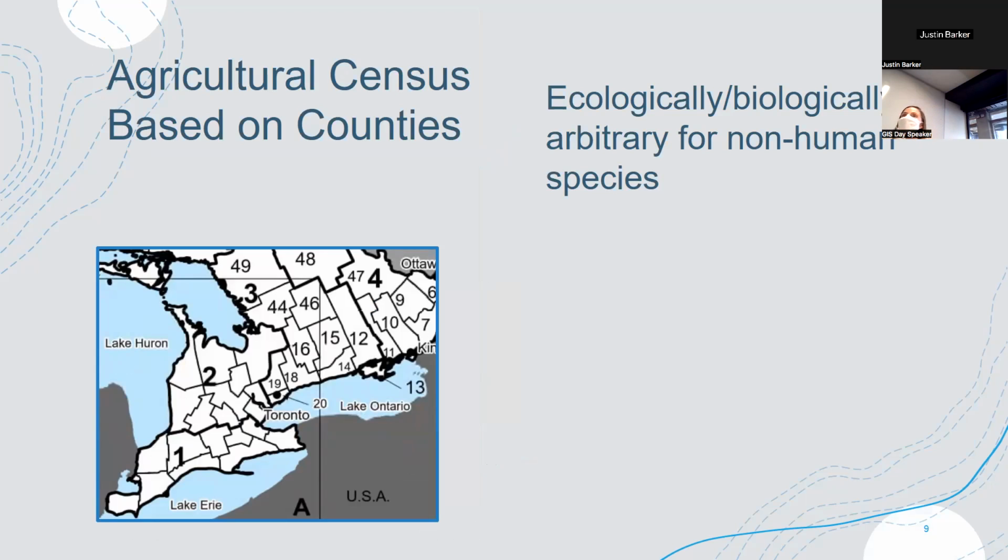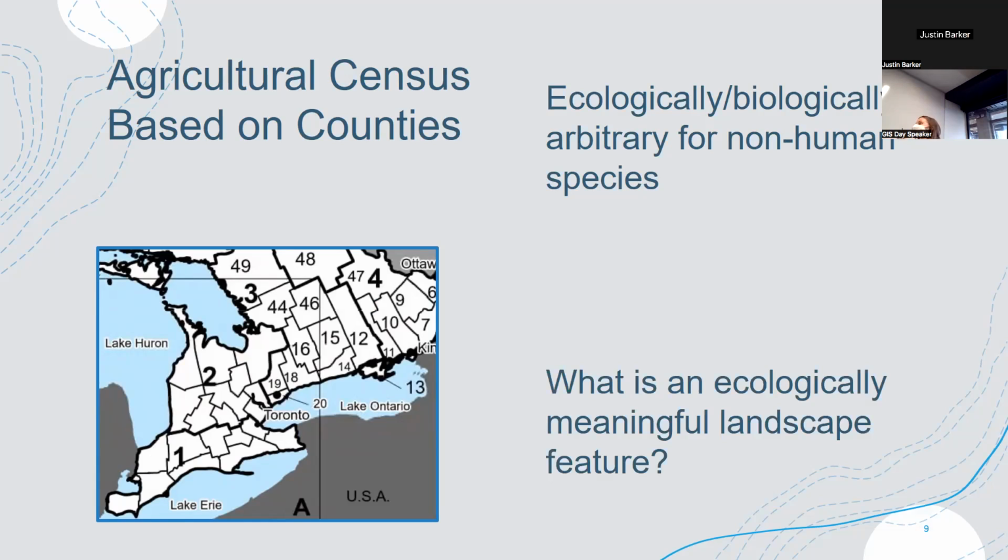Granted, if we find a non-native species or a species at risk in a municipality or within a county, that will have implications for development regulations, laws, that kind of stuff, but not the other way around. Non-native species do not care about any sort of arbitrary land border. And so I began to think of what is an ecologically meaningful landscape feature that we could look at. And the answer to this took me an embarrassingly long time. And it was only after I presented my doctoral research at another conference.